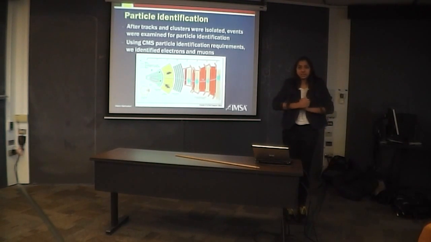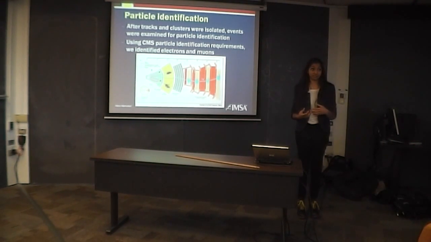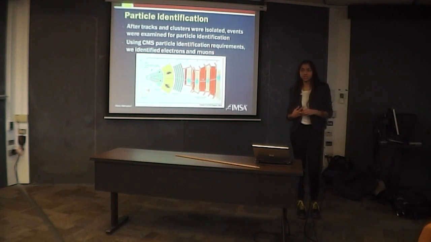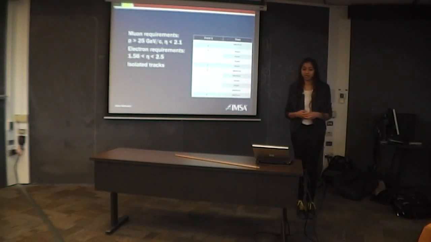Hi, I'm Mano Namaduri, and I'm the expert in particle identification. After tracks and clusters were isolated, the events were passed to me so that I could identify specifically the muons and electrons within the events. To do this, I used CMS particle identification requirements, which were mainly focused on isolation of the tracks and clusters, but they also required some information about pseudo-rapidity and momentum of each particle. So using those different ranges, I was able to calculate pseudo-rapidity and use momentum values to find which particles were able to be used in the experiment.